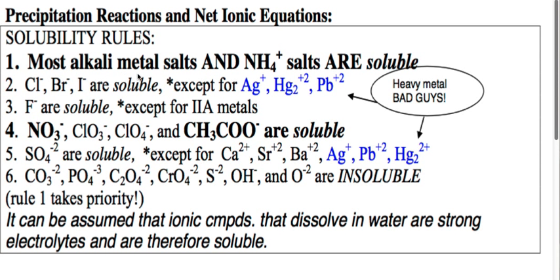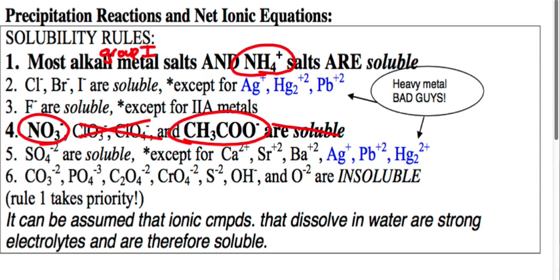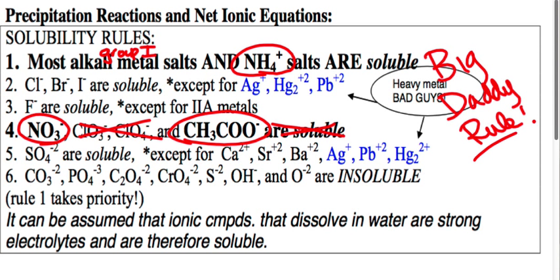Alkali metals, meaning group 1 metal salts, and ammonium, and nitrate and acetate. Those are all I need you to know. I know acetate's written weird there, but all of those combined are always soluble salts, and those make up the Big Daddy rule. So I need you to know those.